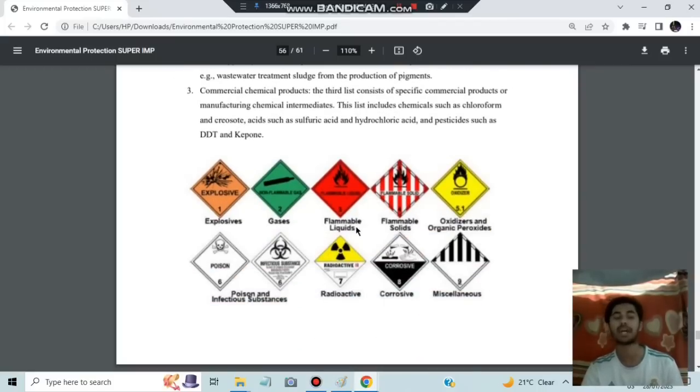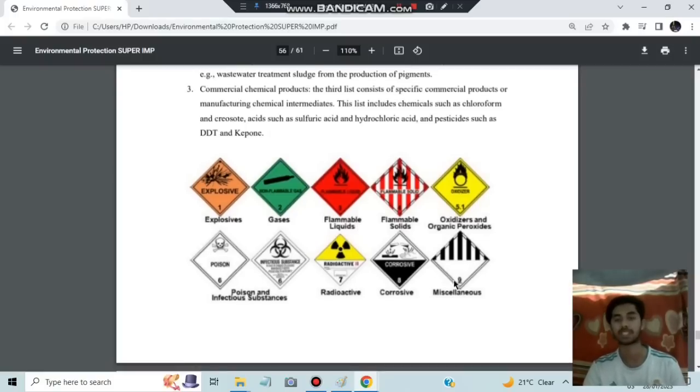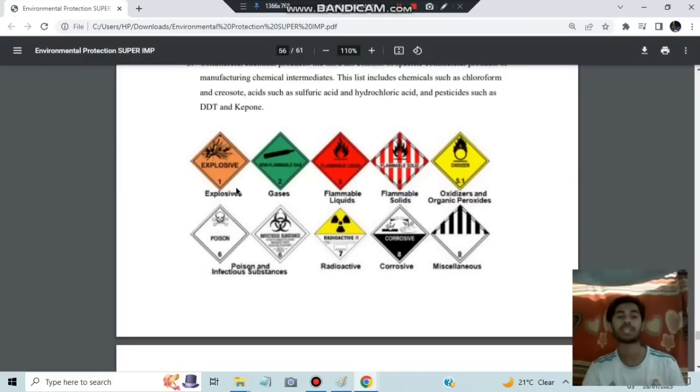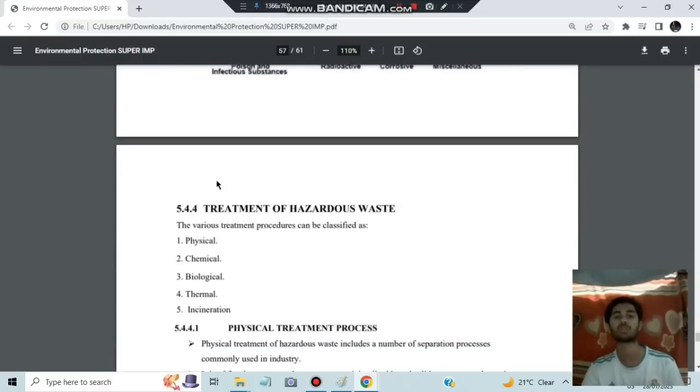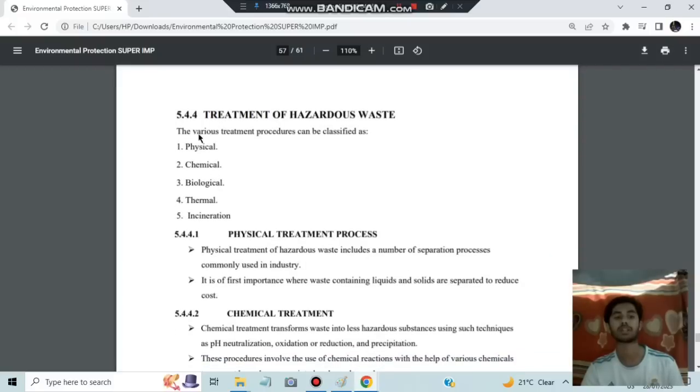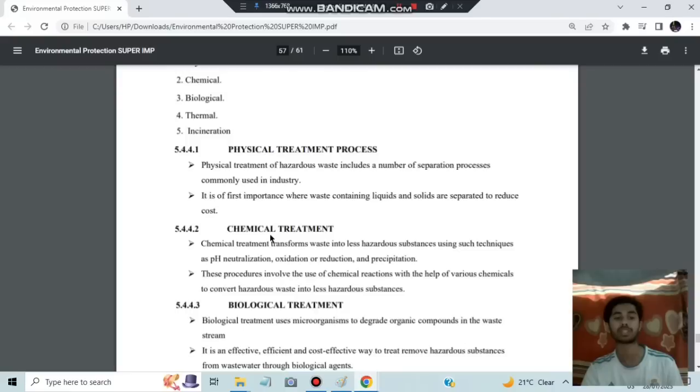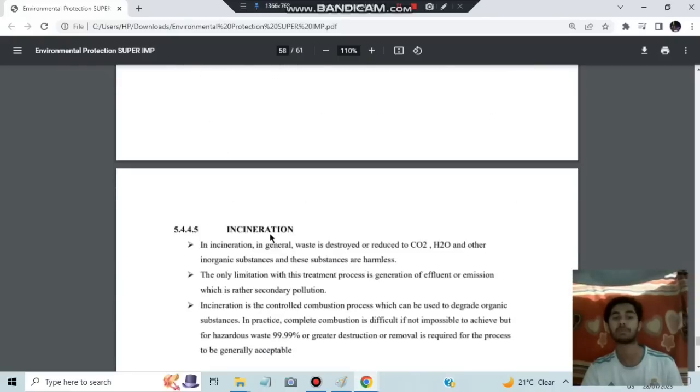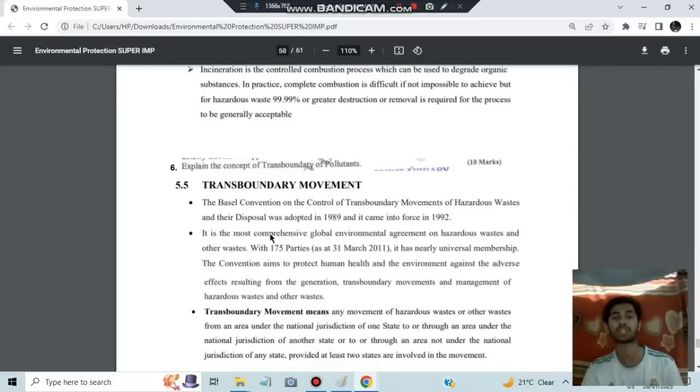Okay, and these diagrams, if you remember, are very helpful for you. Explosives, gases, flammable liquids, flammable solids, oxidizers, poisonous substances, radioactive, corrosive, and miscellaneous. These are the different signs present for each of these, and you can fill one page and easily score nice marks. Okay, make sure you know this very well. And this concept of the treatment of hazardous waste, they can also ask: physical, chemical, biological, thermal, incineration, what all happens in these steps. These all things are given here. Go through it, just remember the key points and write as much as you can in your own words.